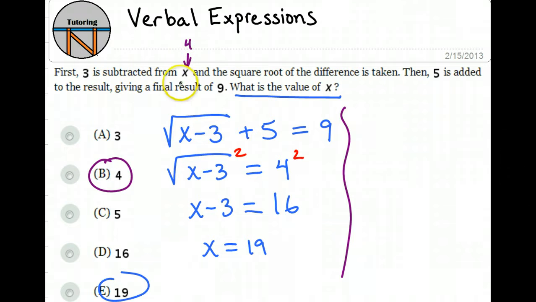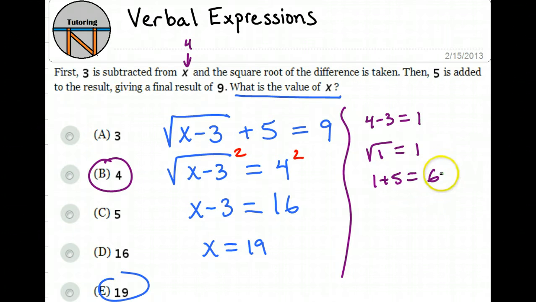And just go ahead and read the question without using variables. Use actual real numbers. So if we read this, it says 3 is subtracted from 4. Well, let's see. If I have 3 subtracted from 4, I would get 1. Next, it says take the square root of that difference. Well, hey, what is the square root of 1? It's 1. Then I need to add 5. Well, 1 plus 5 is 6. It says the final result should be 9. Well, 6 does not equal 9. So I would eliminate choice B.